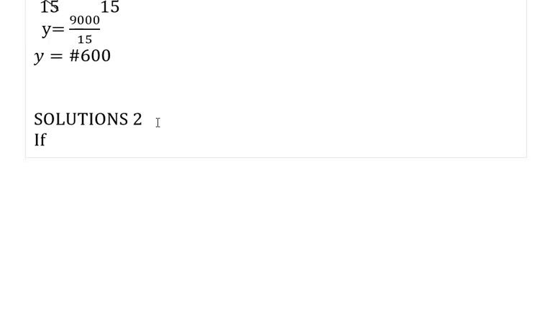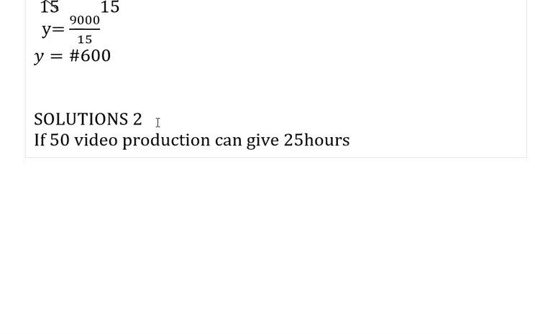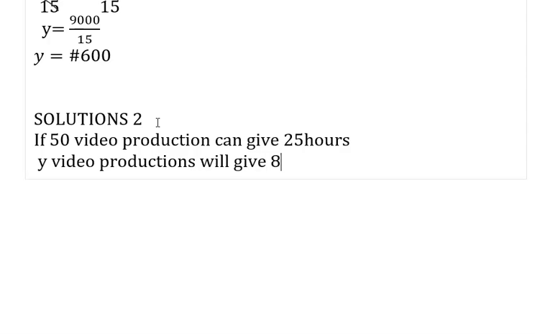Let's see if 50 video productions can give 25 hours. Beautiful. Then we are looking for how many videos that will give us 80 hours. So let's use y as our unknown this time around. y video productions will give how many hours? The question says 80 hours. So this time around, we are looking for how many videos we are going to make that will give us 80 hours.